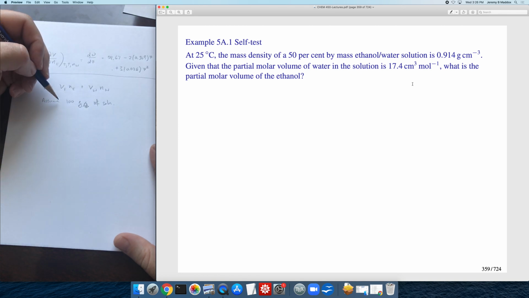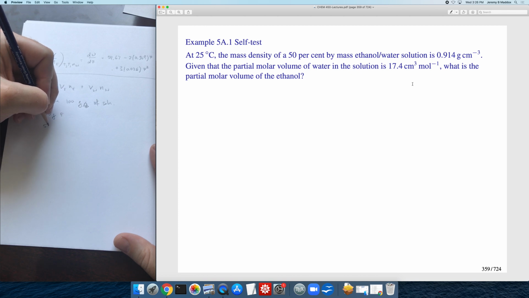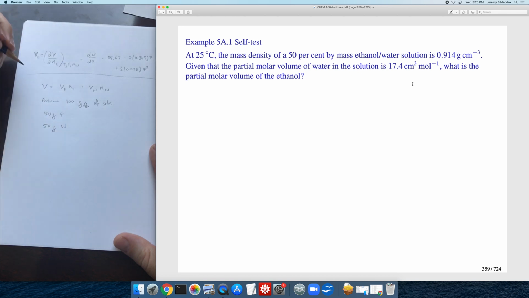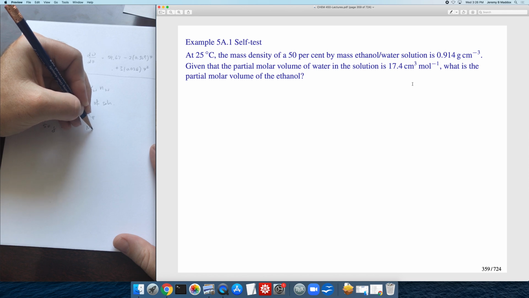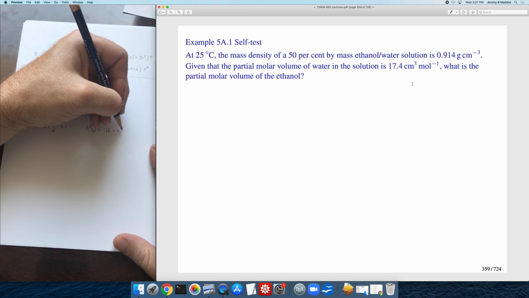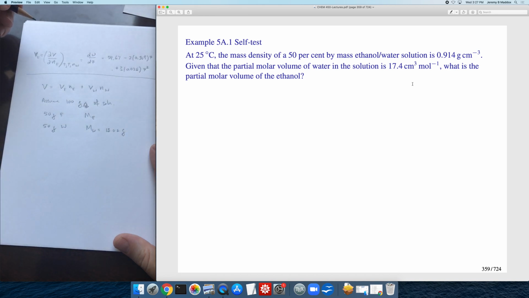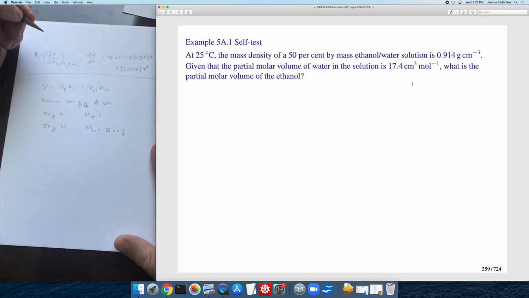Likewise, since it's a 50% mass ethanol-water solution, if we have 100 grams of solution, that means we have 50 grams of ethanol and 50 grams of water. And since we know, or at least can calculate, the molar mass of ethanol and the molar mass of water, that means we can get the number of moles of water and the number of moles of ethanol.